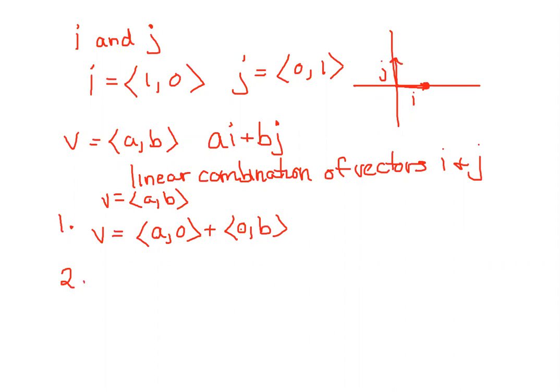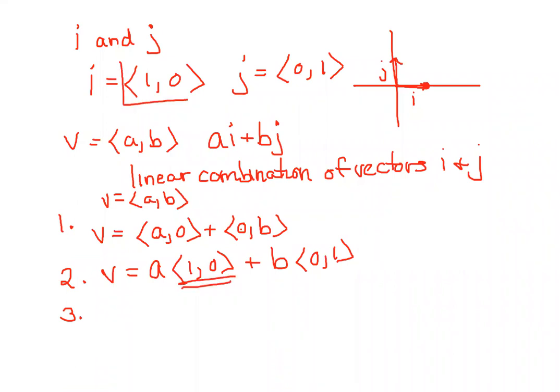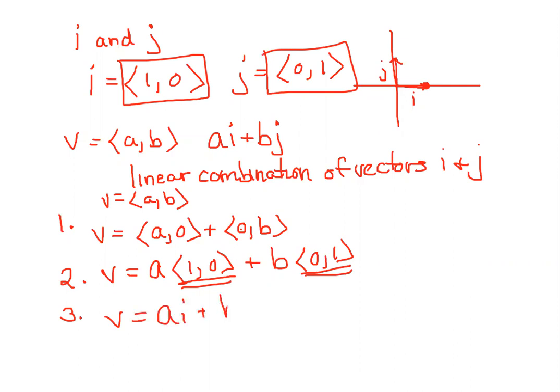Step 2, we're going to factor A and B out. So now we're going to write this, because A and B are just numbers, as A times 1, 0, plus B times 0, 1. And then step 3, we're going to substitute I and J for the unit vectors. Because look, this right here is our unit vector I, and this right here is our unit vector J. So we can rewrite this as AI plus BJ. That was just kind of like a little proof to show you how you can do that.